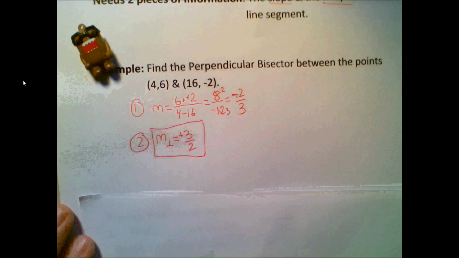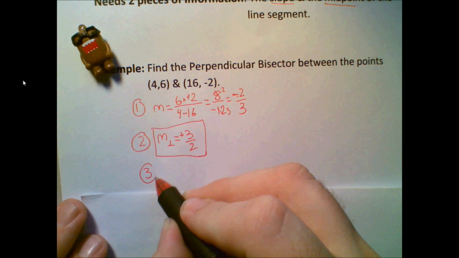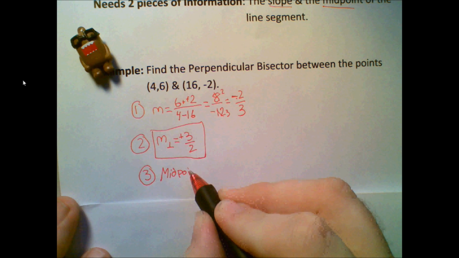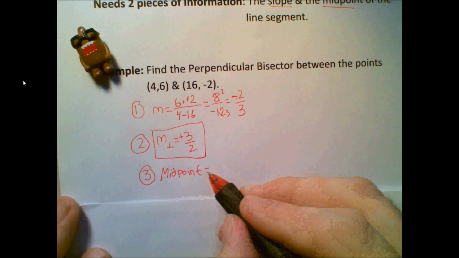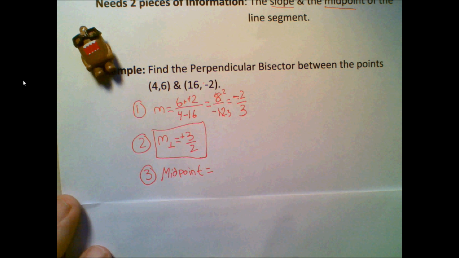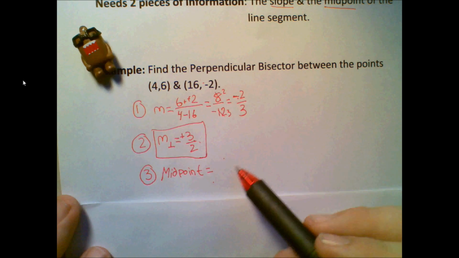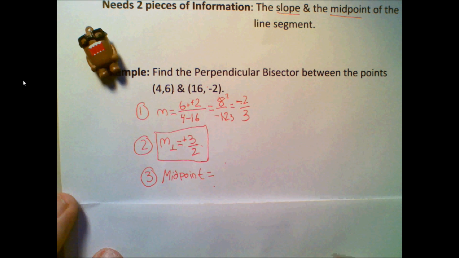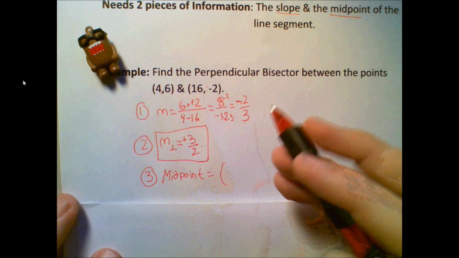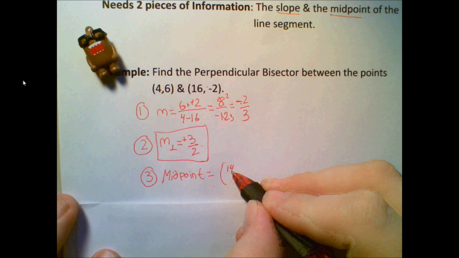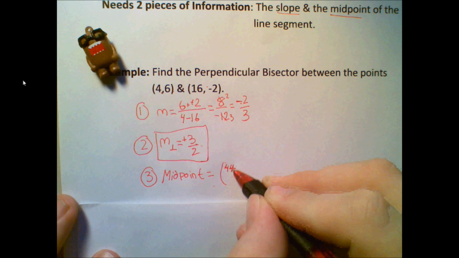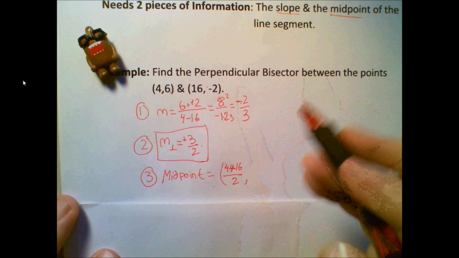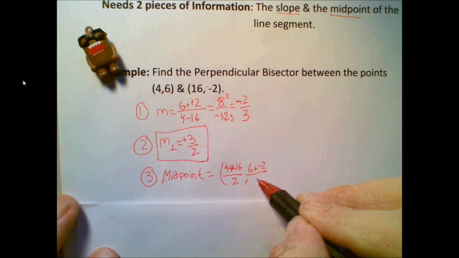Anyway, let's take a look at the third thing we need to do. We need to find the midpoint between the 2 points. Remember, to find the equation of a line, we need the slope, which we have here, and a point that line is going through. If we look at our example, that point is going to be the midpoint. So we add the 2 x values, 4 plus 16 divided by 2, and then add the y values, 6 plus negative 2 divided by 2.